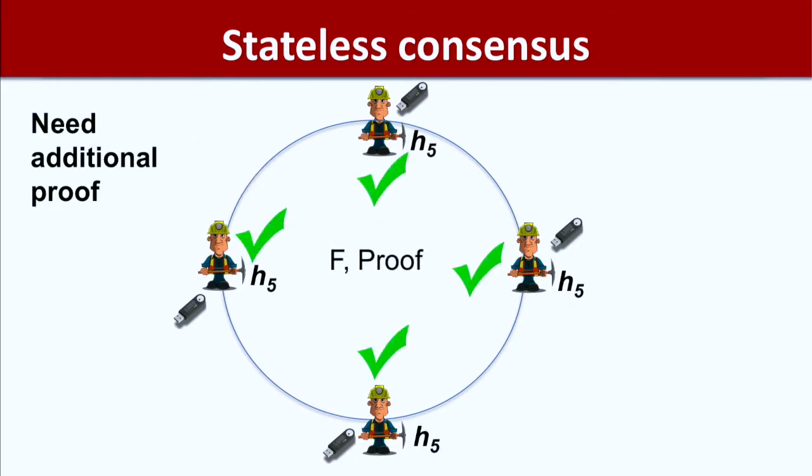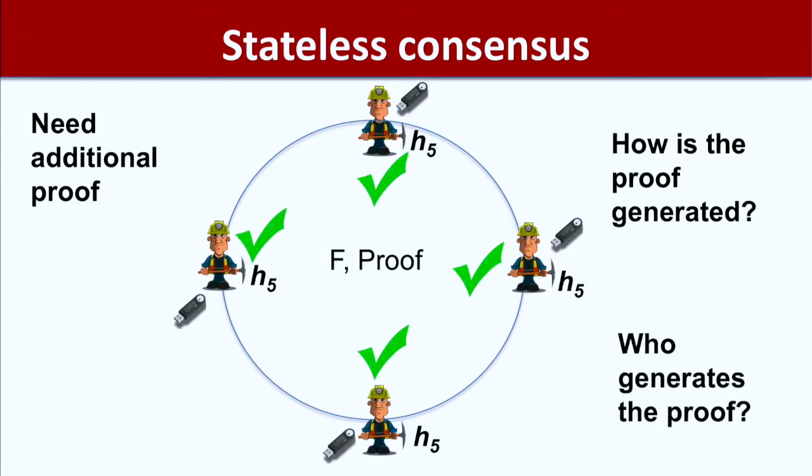Well, clearly, some additional information is still needed. So can we design the system so that a transaction comes in with some small additional proof that the transaction is valid against this compressed state that everybody is storing? And what would that proof look like? How would it be generated? And who generates that proof?